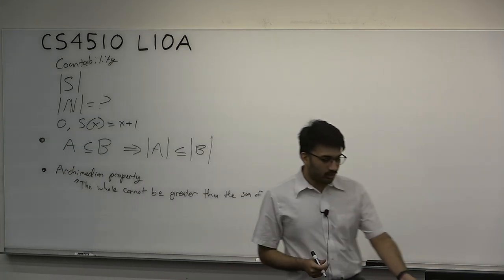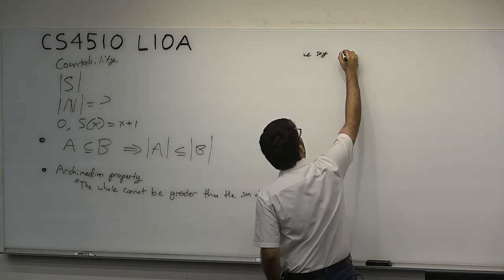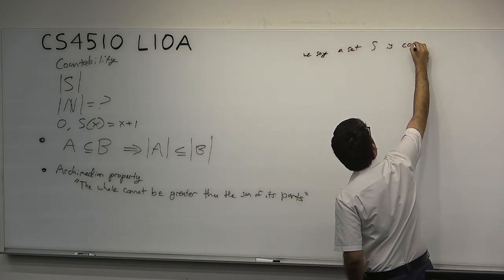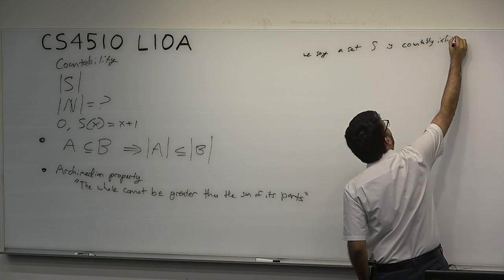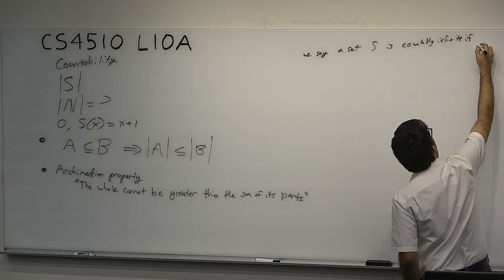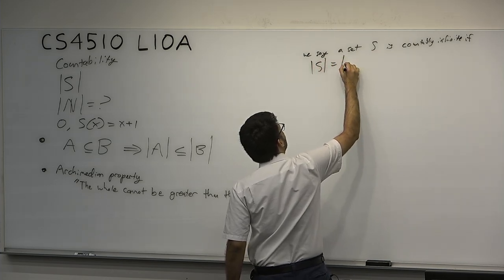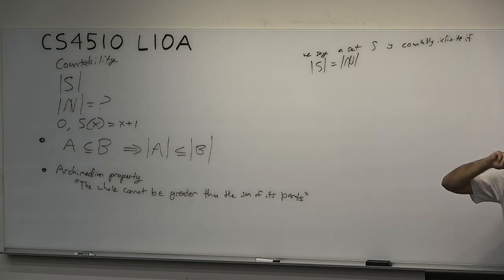So, we say a set S is countably infinite if the size of the set is equal to the size of the naturals. Here, size we're going to define as cardinality. A set has cardinality. We use that word to mean both the size in a finite sense and a size in what we're going to develop as an infinite sense.